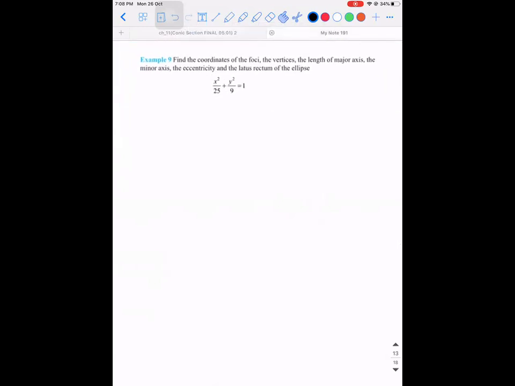Find the coordinates of the foci, the vertices, the length of the major axis, the minor axis, eccentricity, and latus rectum of the ellipse. So, what are the coordinates of foci? The given equation is x squared by 25 plus y squared by 9 is equal to 1. Is it a horizontal or a vertical ellipse?